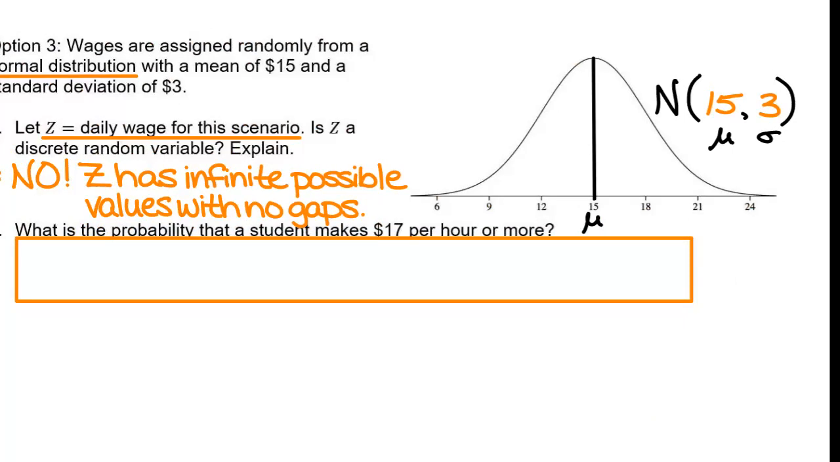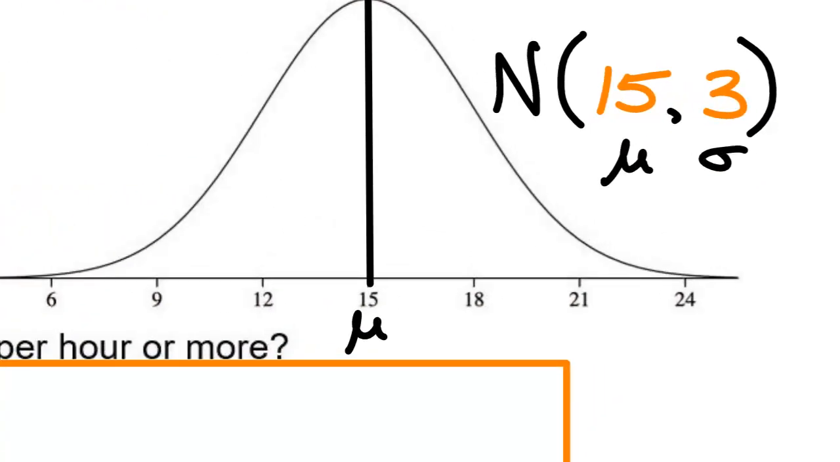What is the probability that a student makes $17 per hour or more? First, I want to shade the region I'm looking for.